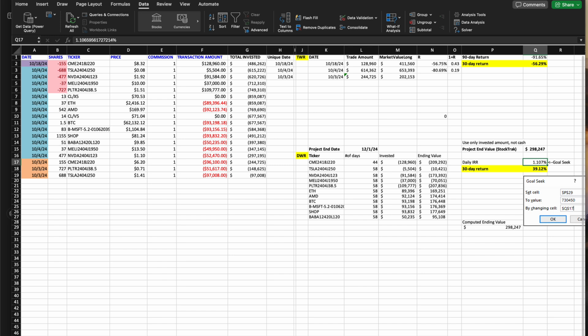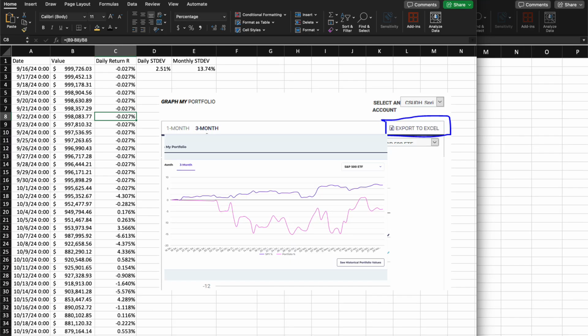And you're going to do the changing cell of Q17, which is the daily interest rate, internal return rate, I mean, which is 1.107%. Beautiful. Okay, so on to the next slide.